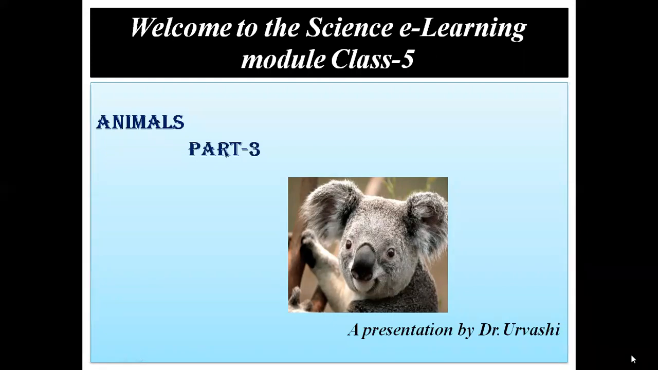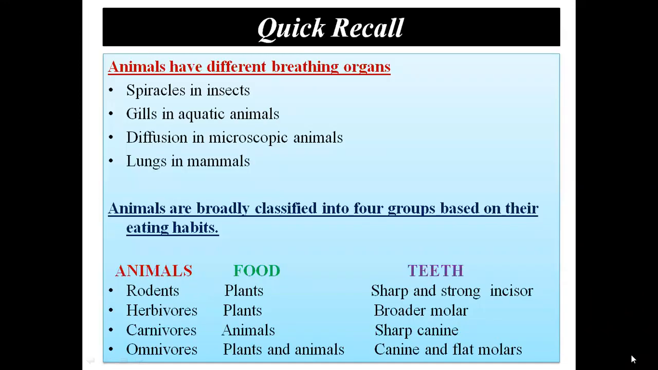I am Dr. Urvashi. Children, in the last session we have studied about the different breathing organs in different animals. We have seen that there are spiracles in insects, gills in aquatic animals, diffusion in microscopic animals, and lungs in mammals. We have also seen that there are 4 groups of animals based on their eating habits. That is rodents, herbivores, carnivores, and omnivores.